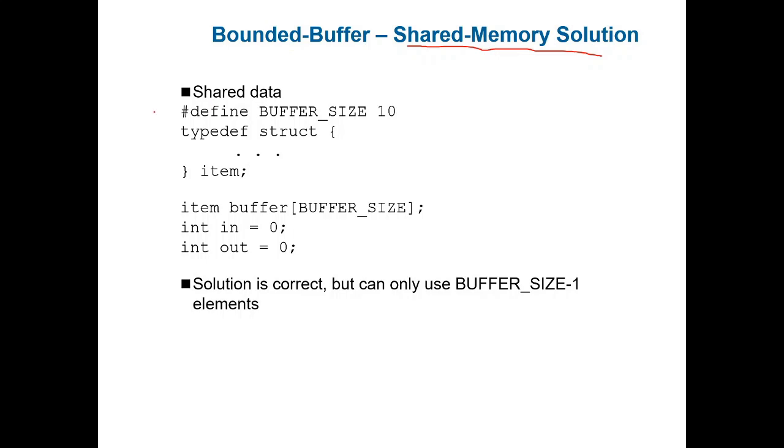Now let us see whether this algorithm is accurate or not, and whether it synchronizes between the processes or not. Here they are given the fixed buffer size 10. Variables have been declared here. The buffer size variable is declared, and in and out are the indexes maintained for producer and consumer. Out is for the consumer.